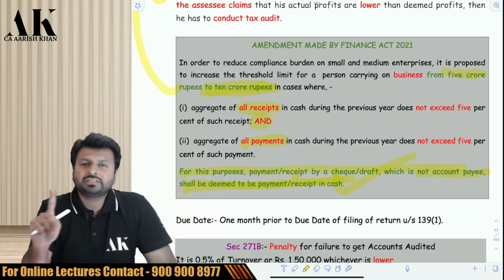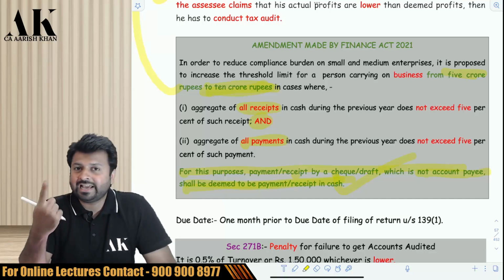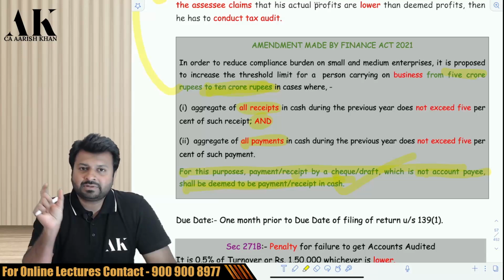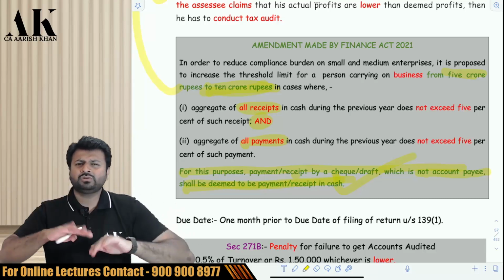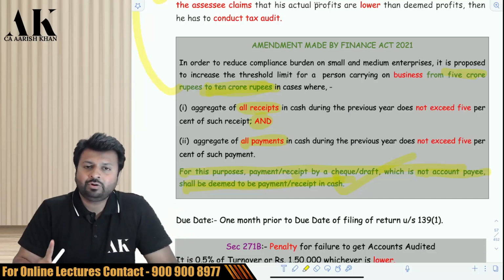It means you should not receive the payment by 3 modes. First, cash. Cash will be considered in the 5% limit. Bearer check will also be considered in the 5% limit. Normal cross check will also be considered in the 5%. The rest of the payment which you receive will be considered as your online payment. I hope it is clear to all of you.